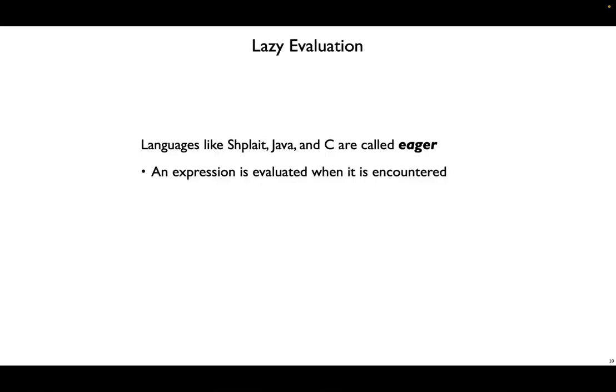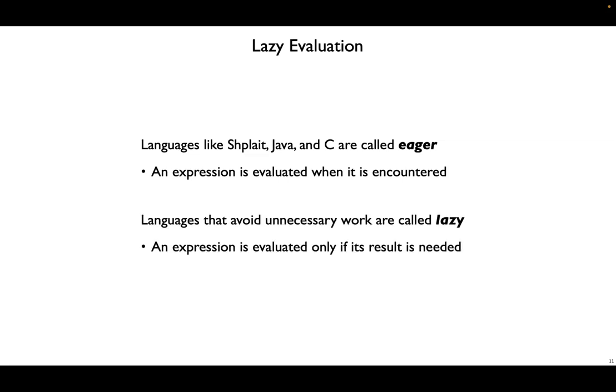To sum up, most languages are what's called eager programming languages, and examples include Shplait, Java, and C. These languages all specify an evaluation order, and so they reduce expressions down to a value whenever they encounter those expressions along the evaluation path. The alternative design is lazy languages, and these avoid unnecessary work by evaluating expressions only when their result is needed. A lazy language also has an order of evaluation, but it will delay reducing the expression to a value until that value is really needed by some other expression in the program. And now in the rest of these videos, we're going to turn Mo into a lazy language to see exactly how this works.